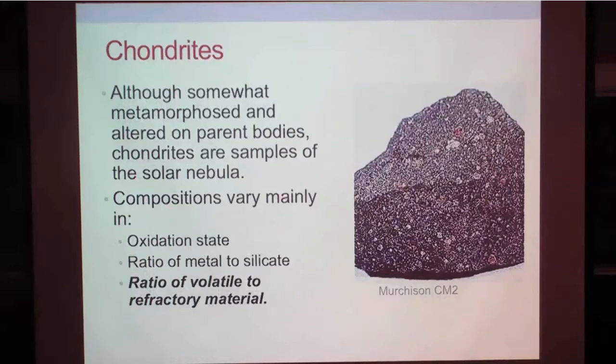Chondrites, although somewhat metamorphosed and altered in parent bodies, are samples of the solar nebula from which the solar system formed. Among the chondritic classes, compositions vary mainly in oxidation state, the ratio of metal to silicate, and in particular, the ratio of volatile to refractory materials. So Murchison is a carbonaceous chondrite, carbonaceous because it's rich in carbon and other things that are volatile, that condense at relatively low temperatures.